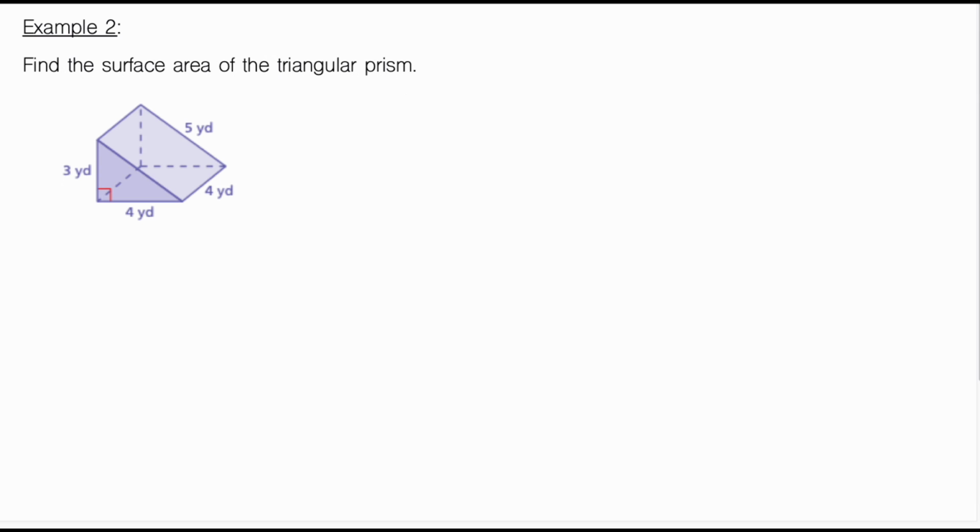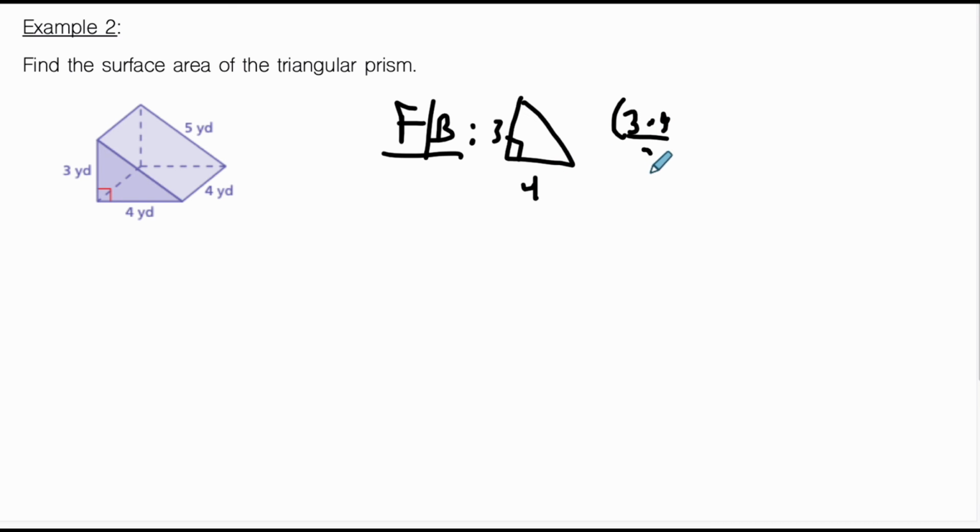Ooh. We'll do one more. One more where, instead of drawing the net, I'm going to draw all the individual pieces. So I've got the bases, which we'll call the front and the back. And the front and the back are triangles, right triangles. And they are 3 by 4. So their area is going to be 3 times 4 divided by 2. But double that because there's a front and a back. So 3 times 4 is 12, divided by 2 is 6, times 2 is 12.